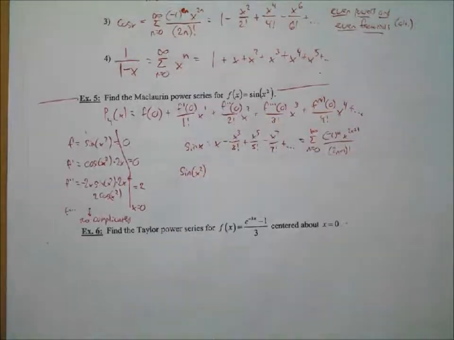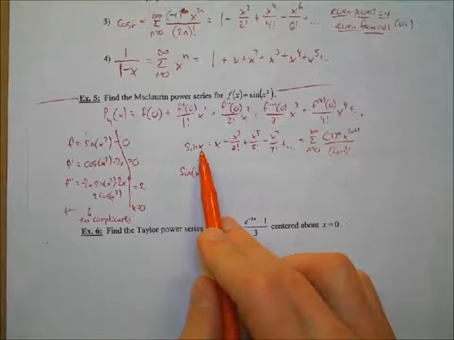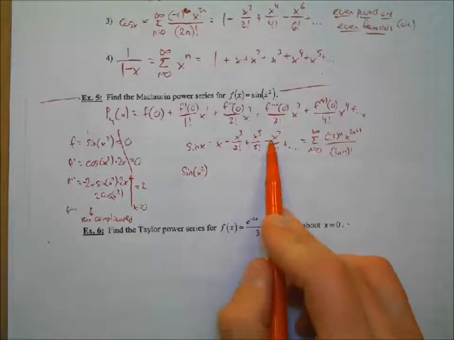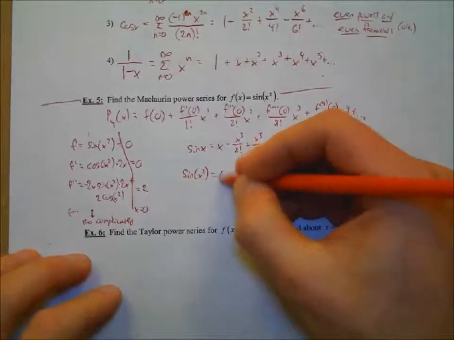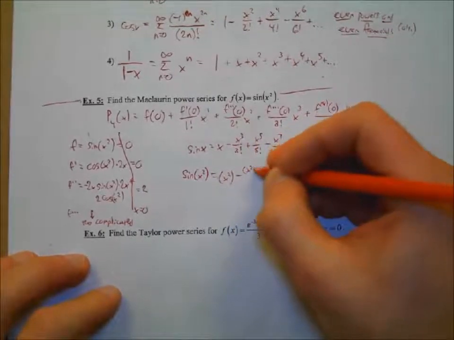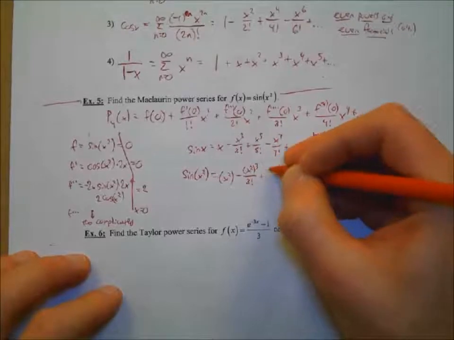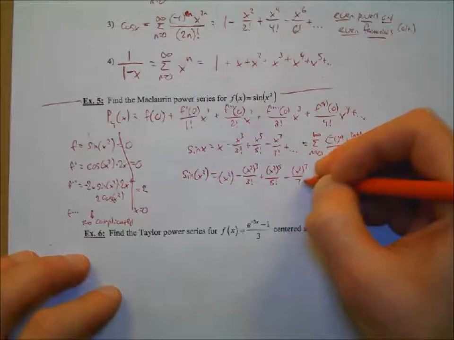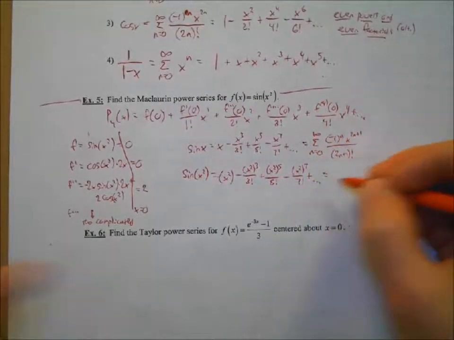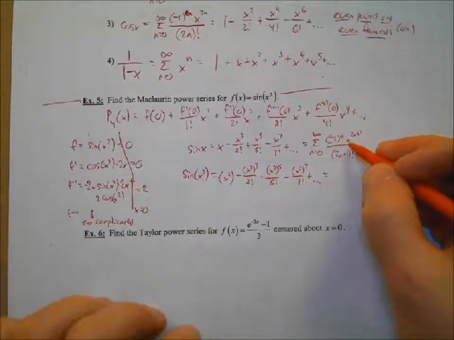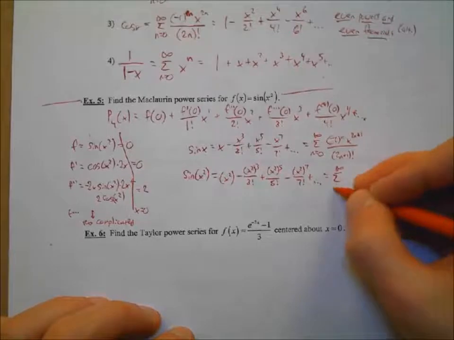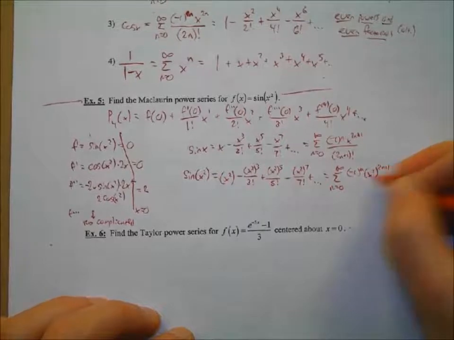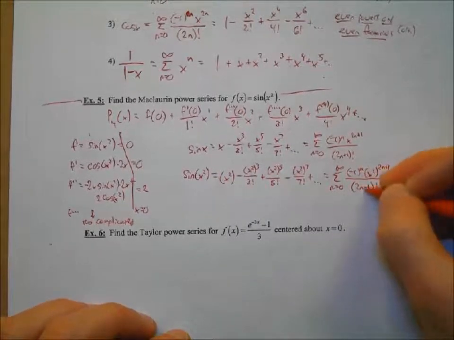Sine of x squared now. If this x is replaced just by an x squared, what do all these x's have to be replaced with? X squared as well. And so this is going to equal x squared minus x squared to the third over 3 factorial plus x squared to the fifth over 5 factorial minus x squared to the 7 over 7 factorial plus dot, dot, dot. I think you get the idea. I'm also going to go ahead and sub the x squared into my summation too. So the sum from n equals 0, negative 1 to the n, x squared to the 2n plus 1, over 2n plus 1 factorial.